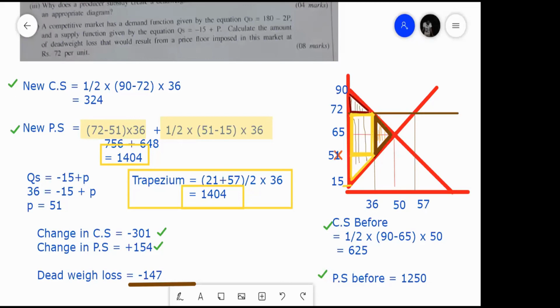Even if you calculate the area of this triangle, that is half into 72 minus 51, that is the height, into the width, that is 50 minus 36, that is 14. So there also you will get 147 as deadweight loss. That is also correct. But for an 8-mark question, the better way is to go with the longer one than the shorter one.